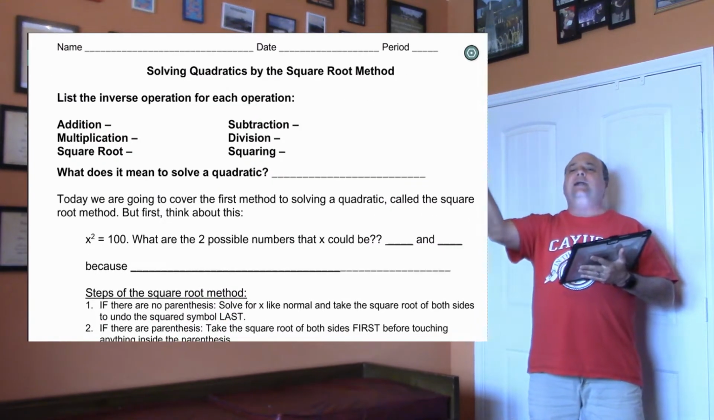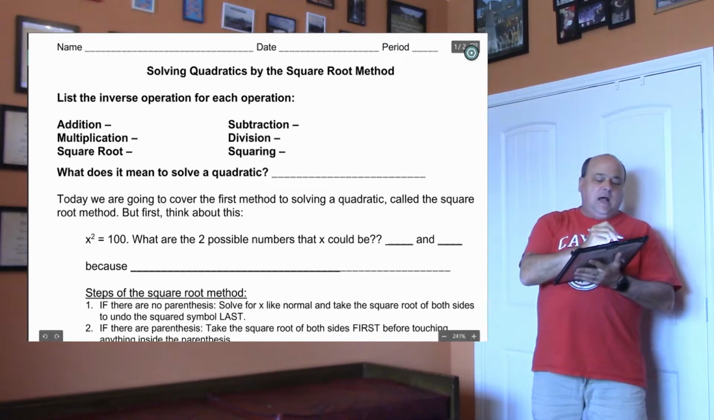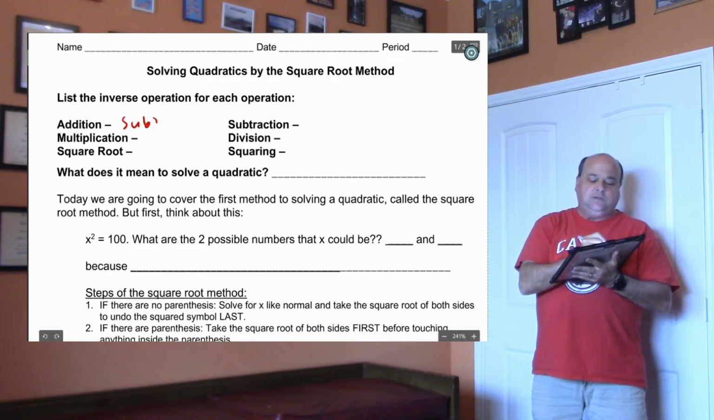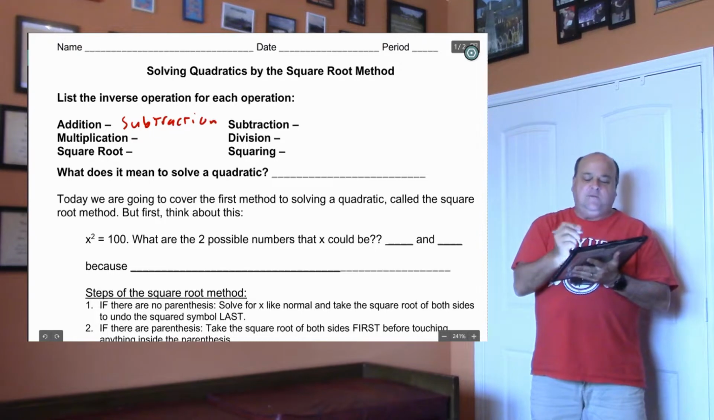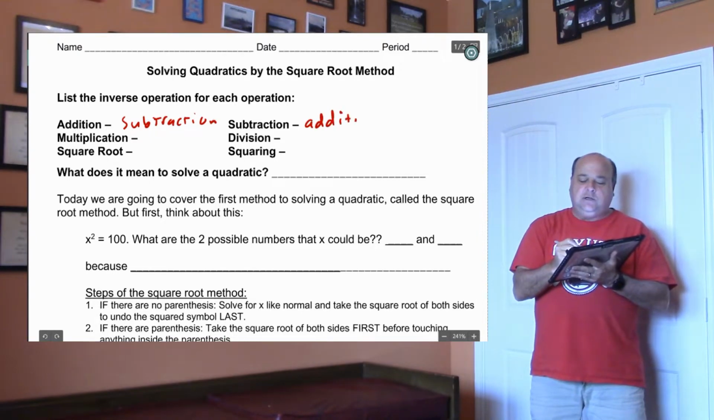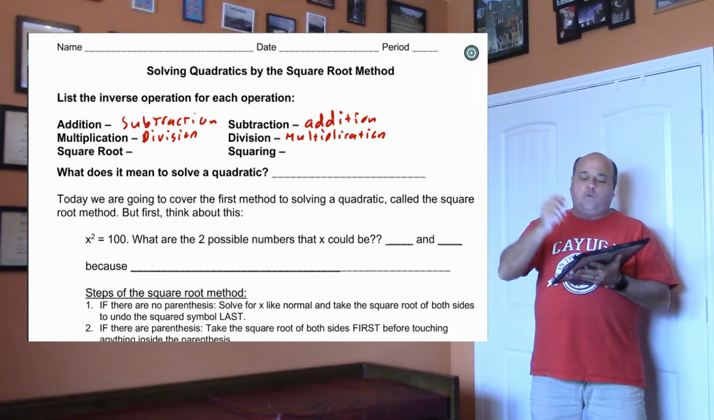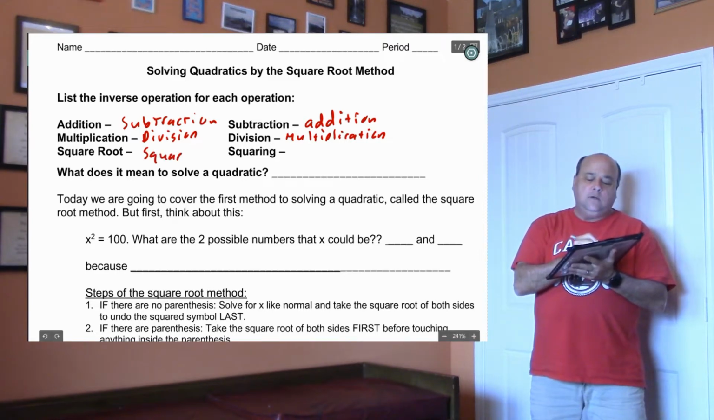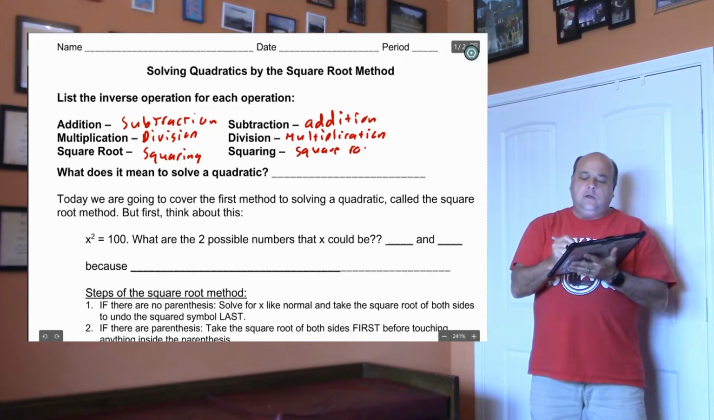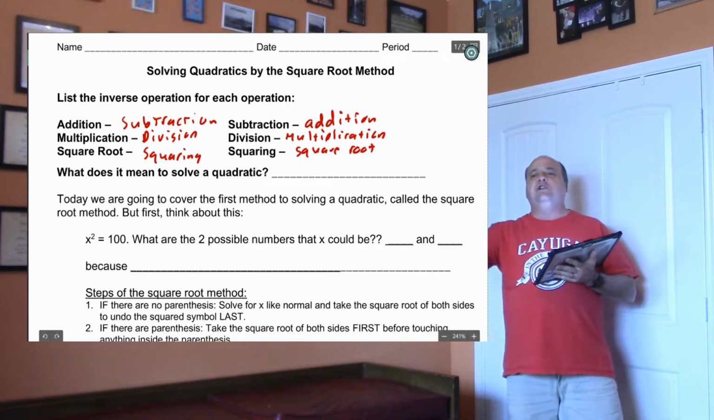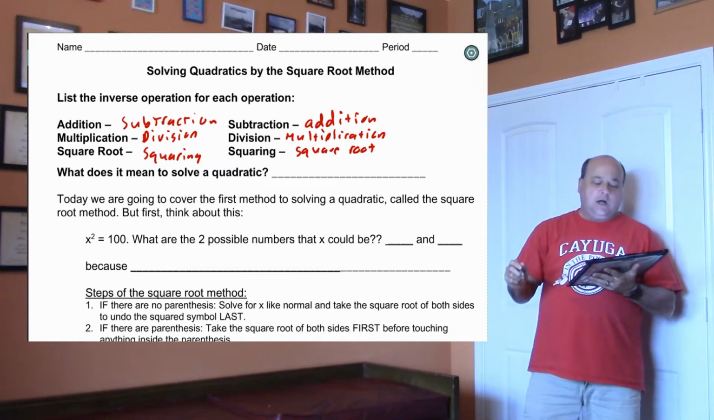Really quickly, we're going to write down the inverse operations here. The opposite of addition is subtraction. This is pretty basic stuff. The opposite of subtraction is addition. The opposite of multiplication is division. The opposite of division is multiplication. And hopefully I can spell right because the word's on the other side. The opposite of a square root is squaring, and the opposite of squaring is a square root. When you solve an equation, you undo it by doing the opposite operation.